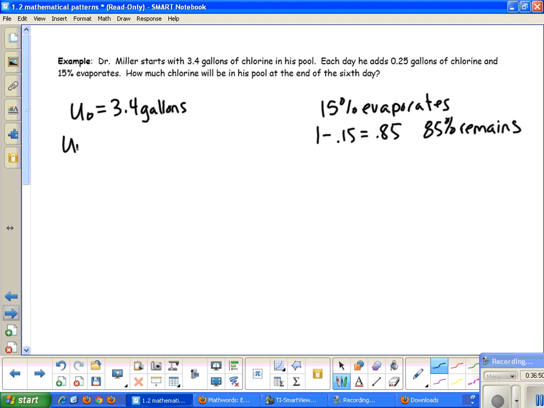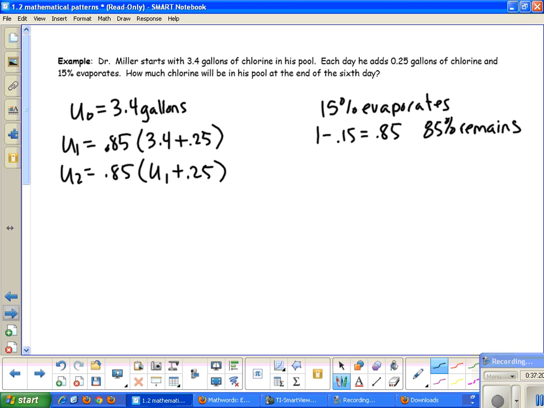So U sub 1 would be equal to, in this case, 0.85 times 3.4, and we're also adding each day 0.25 gallons, so plus 0.25 would give me my first term. So for this one, I would keep on going. So U sub 2 would be equal to 0.85 times U sub 1 plus 0.25, and U sub 3 would be equal to 0.85 times U sub 2 plus 0.25. So if I keep on going, I can get my formula.